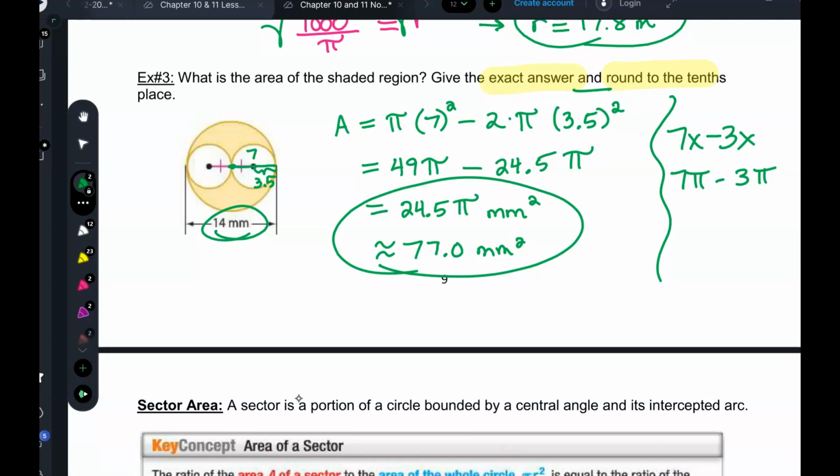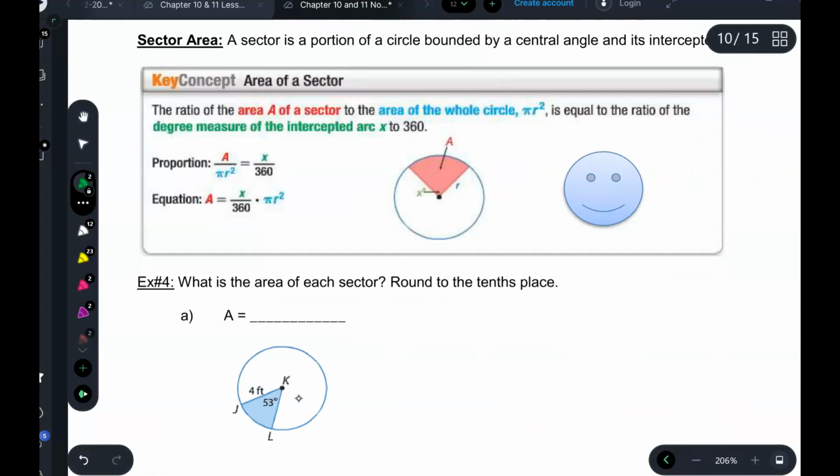Okay, so notice what the directions are asking for, right, Mia? Both of them. I want exact and I want the rounded.